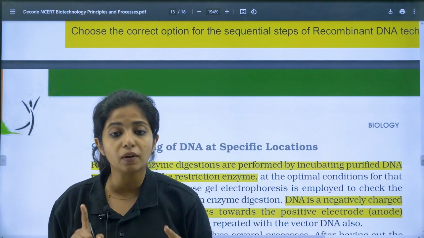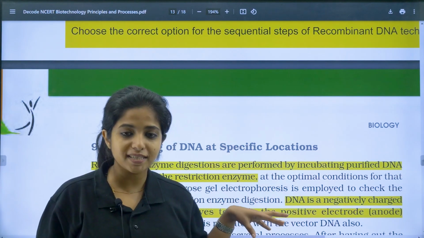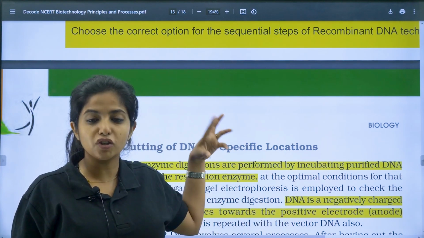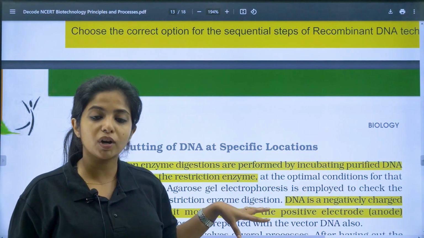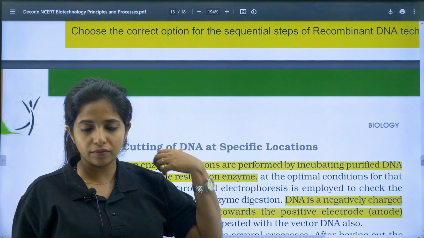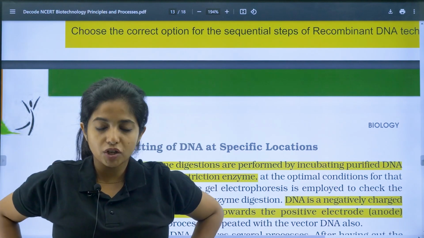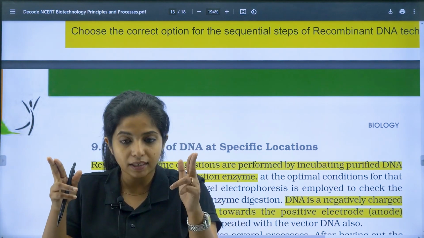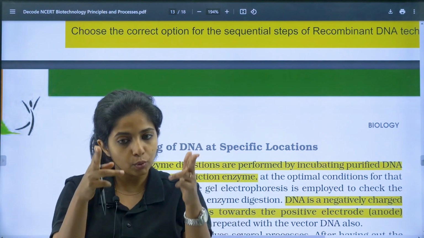How do we cut? With the help of restriction enzymes. So, how is your NCERT design? They have spoken about everything, the tools first, and then the steps. They are not entirely long, but they explained way too much over there, so it might confuse you. So, what do you need? You need restriction enzymes, my dear children, to cut the DNA at specific location. You isolated it, you cut it now.